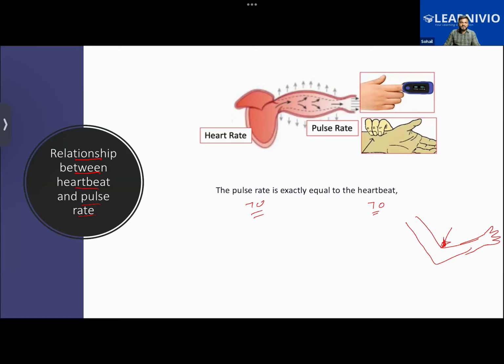You guys know about Adam's apple? That is the voice box. Getting it? And gently press the fingers. Gently press the fingers right now. So there you will be able to put it in this index finger.